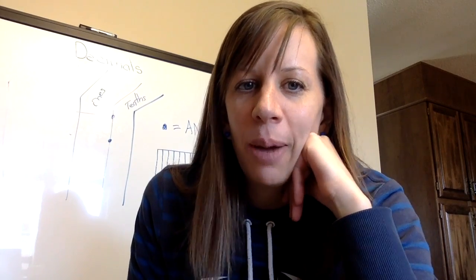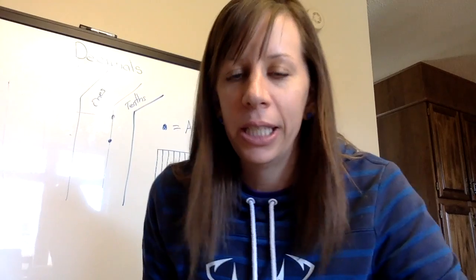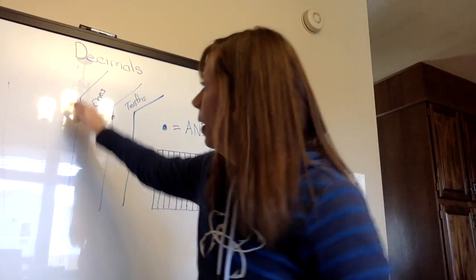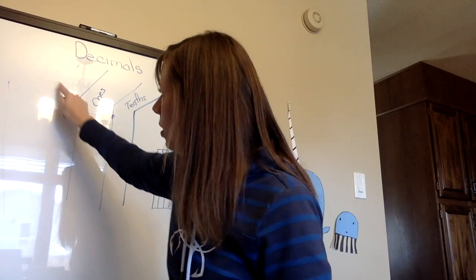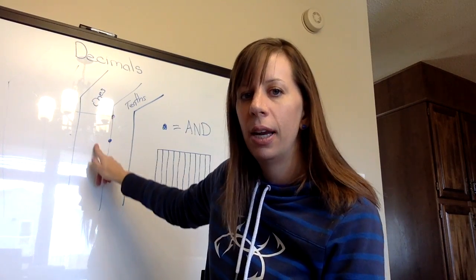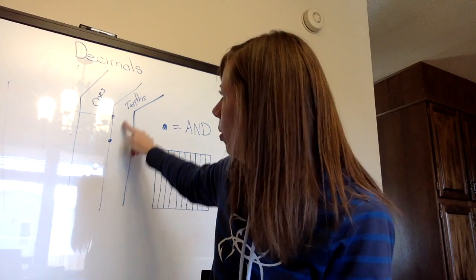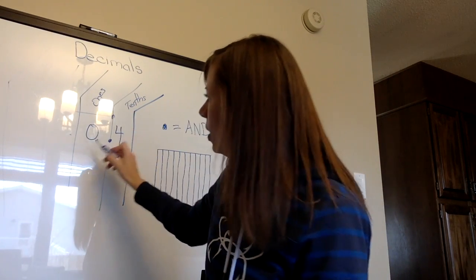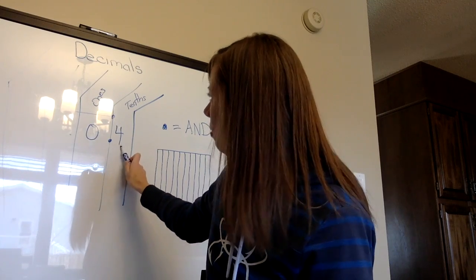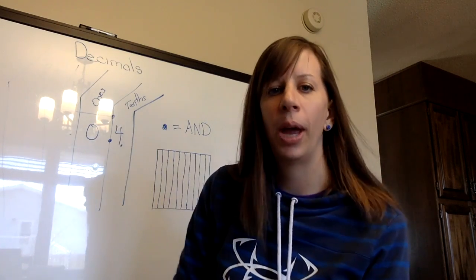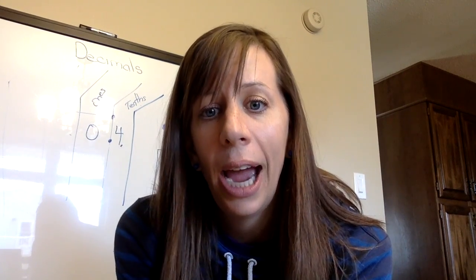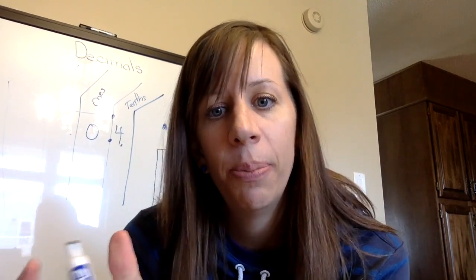Yesterday we talked about how to read a decimal into the tenths place. In our place value chart, if this was hundreds, tens, ones, and then after the decimal is the tenths position. So if we were reading this decimal, we could say 0 and 4 tenths. Today you're going to learn how to represent that decimal as a fraction and in a picture.